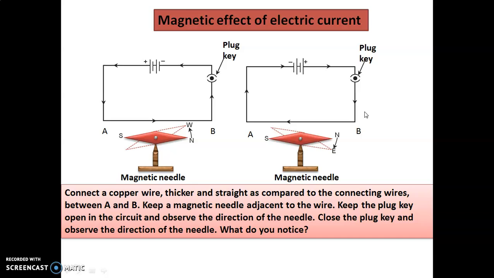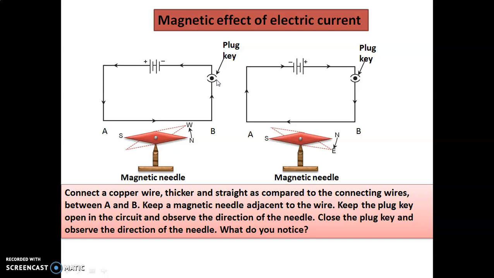To study this, first we will consider a small experiment. As you can see in the diagram, children, we have connected a copper wire, thicker and straight as compared to connecting wires, between the points A and B. We have also kept a magnetic needle adjacent to the wire. We have kept the plug key open in the circuit and observed the direction of the needle. As you know, when the plug key is open, there is no current in the circuit. So, we will not observe any deflection of the magnetic needle.